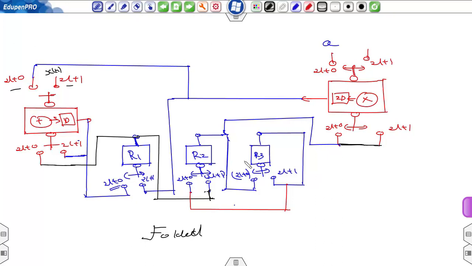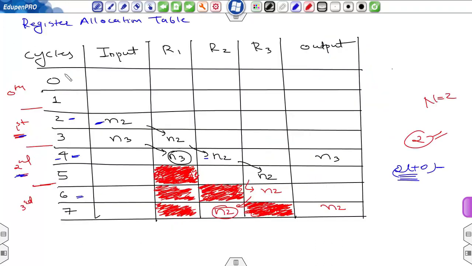To connect the input of this register, we have to refer to this allocation table. Starting from the 0th cycle, no information. During first cycle, no information is given. During second cycle, N2 is generated, and in the next cycle it is transferred to R1. For this to happen, the output of the adder, N2 corresponding to the adder, should be connected to the input of register R1 in cycle 2. 2 means 2l plus 0.